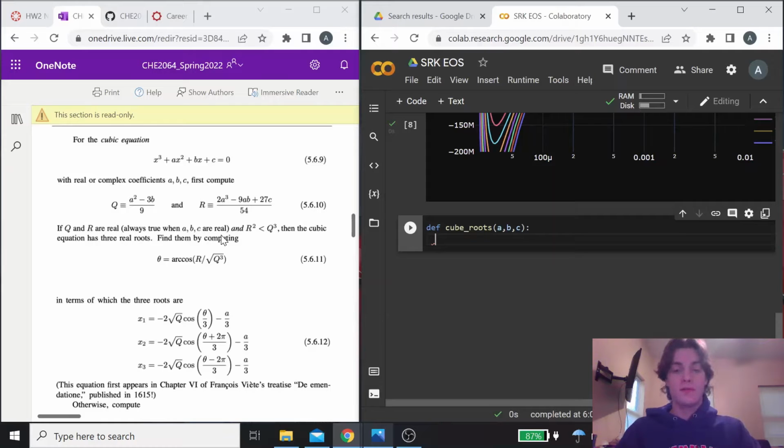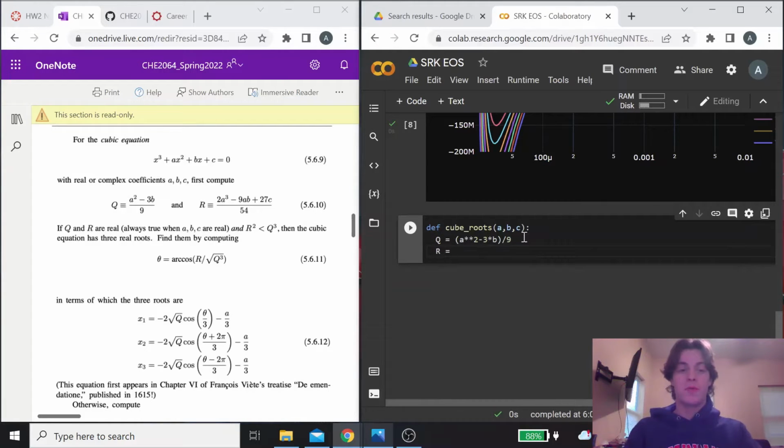Now our next step is, with real or complex coefficients, we have all real coefficients. We need to first compute q, which is a squared minus 3 times b, divided by 9. And we need to compute r. So r is just going to be 2 times a cubed minus 9 times a times b plus 27 times c, all divided by 54.